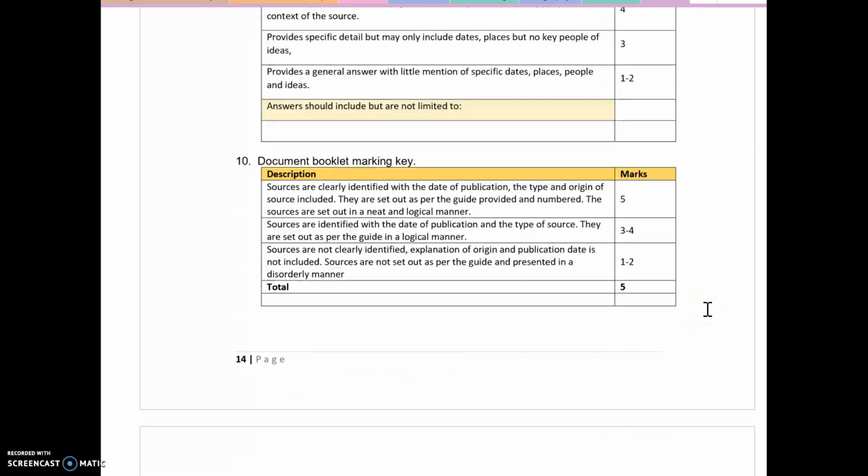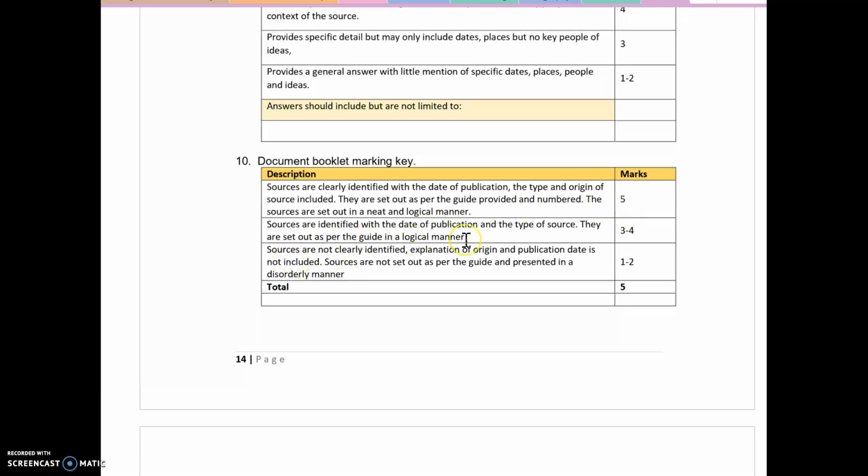Okay, and then the last one I've just got it down as 10. This is the last 5 marks. It takes you up to 30, and this is how you set out your document booklet. So if the sources are clearly identified with the date of publication, the type and origin of source, and they're set out as per the guide and numbered and set out in a neat and logical manner, you'll get 5 marks. So use this guide, the one I've got up there, that sample, as a template.